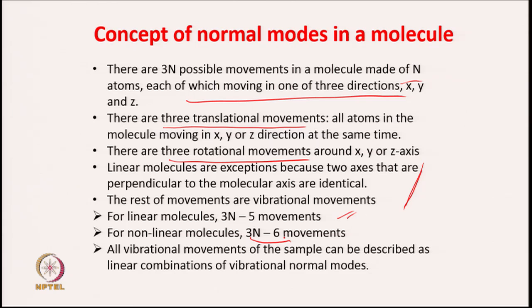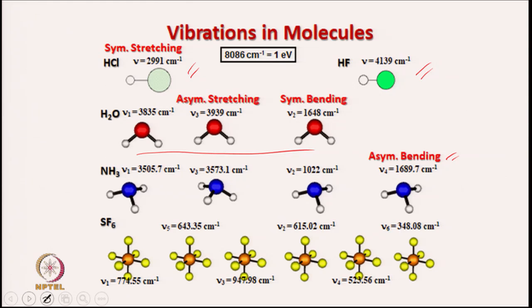So, for example, HCl has 2 atoms, so 3N minus 5 comes out to be 1. And that is what we saw in the case of HF and HCl. So, diatomic molecules are going to have only one normal mode of vibration. For H2O, it is a triatomic molecule and it is nonlinear, so 3N minus 6 gives 3 normal modes of vibration. For ammonia, you have 4 atoms, so 3N minus 6, 4 into 3 minus 6, so there are going to be 6 different kinds of vibrations.